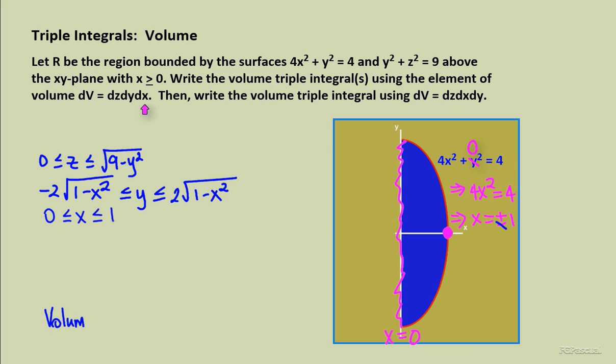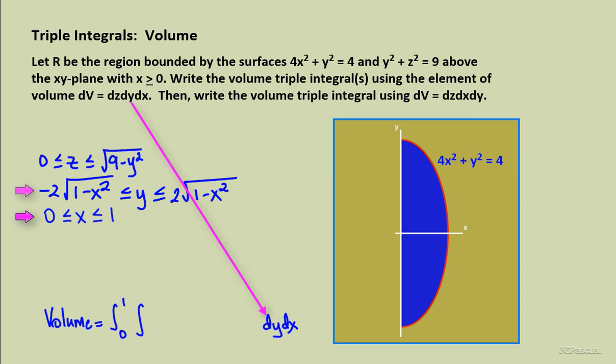We can now write the volume triple integral quite easily. Starting with the outer integral for x, which is the last variable of integration, we have the lower limit 0 and the upper limit 1. Next, for the variable y, we have the lower limit minus 2 times the square root of 1 minus x squared, and the upper limit 2 times the square root of 1 minus x squared.